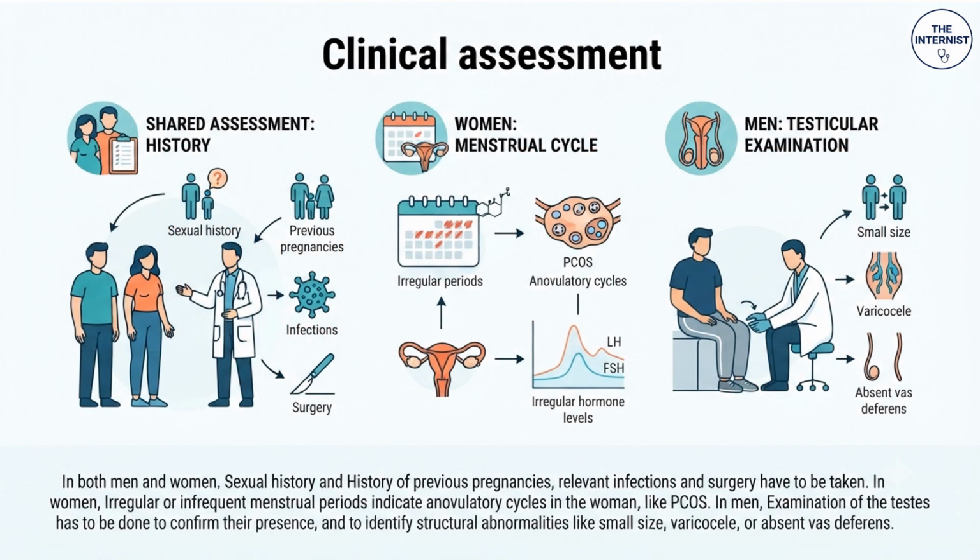Clinical assessment. In both men and women, sexual history and history of previous pregnancies, relevant infections and surgery have to be taken. In women, irregular or infrequent menstrual periods indicate anovulatory cycles in the woman, like PCOS. In men, examination of the testes has to be done to confirm their presence and to identify structural abnormalities like small size, varicocele, or absent vas deferens.